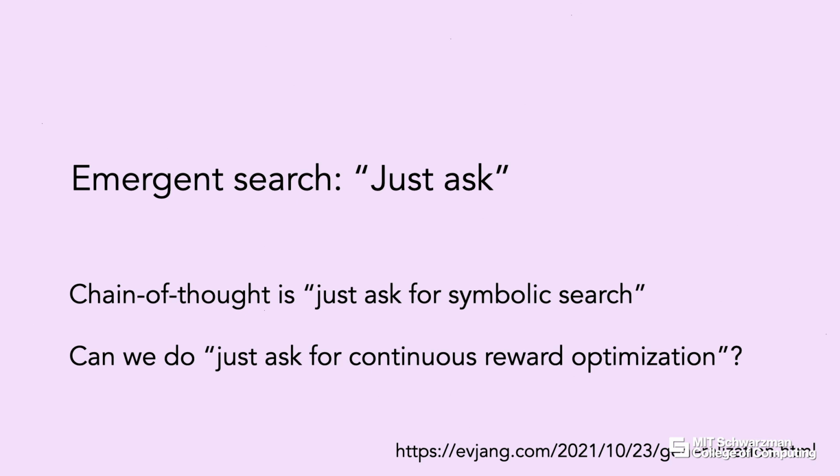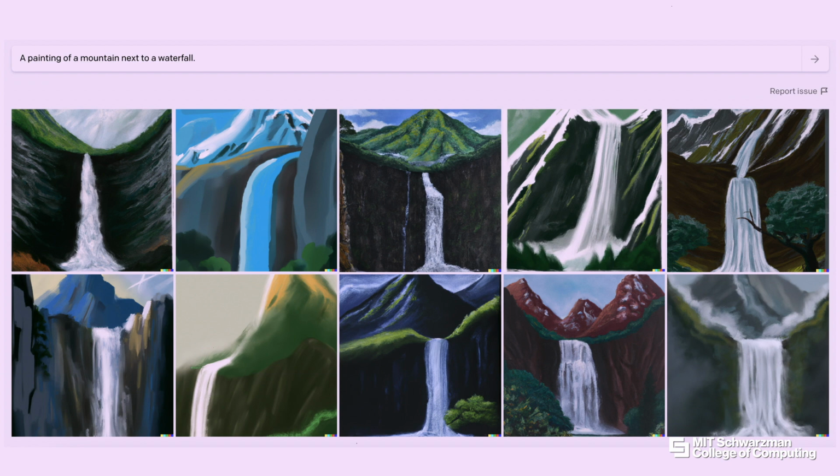Could we just ask for continuous reward? Could we just do gradient descent to optimize for human preferences? Okay, so this is not really a formal experiment, just a fun playing around with some of these models a few years ago. Here I'm asking for a painting of a waterfall, and it's okay, right?